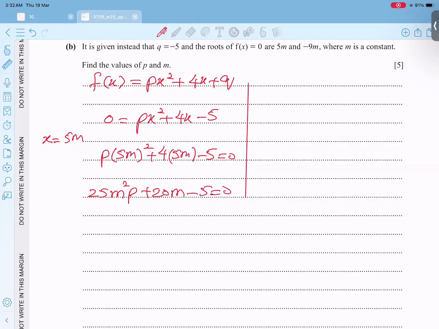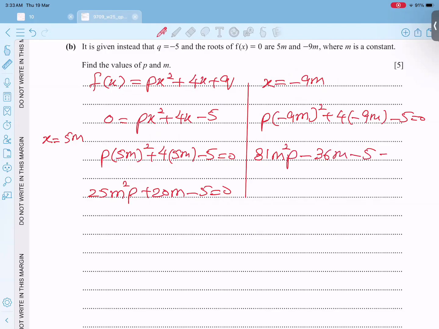And now students, second situation we have, if I assume the second one. So if I replace x with negative 9m, what happens then, students? So p(negative 9m) whole square plus 4 times negative 9m and negative 5 equal to 0. Basically, I replace here and here. So I'm getting what, students? 9 squared is 81, m to power 2 and p, and negative 36m and negative 5 is equal to 0.